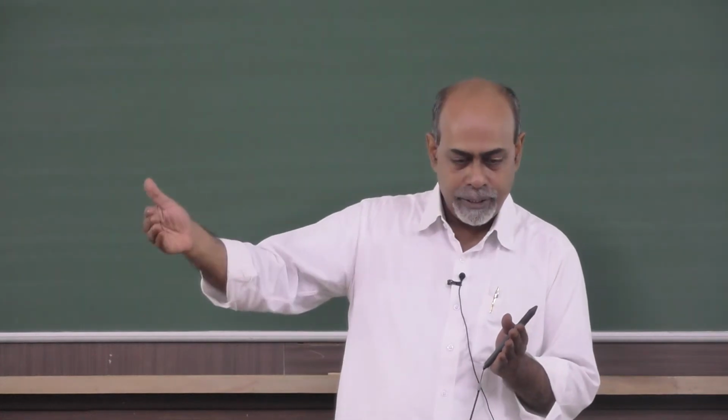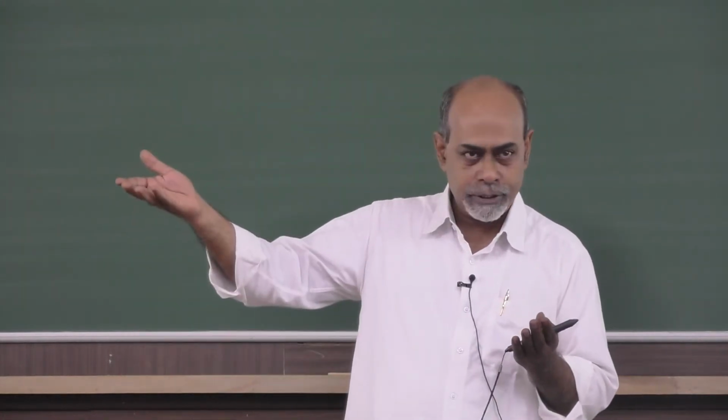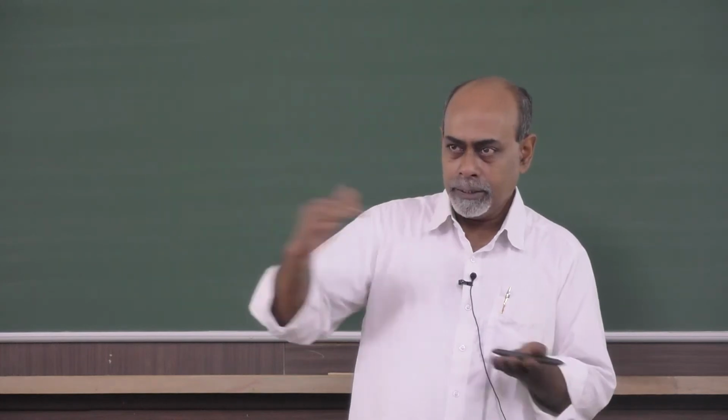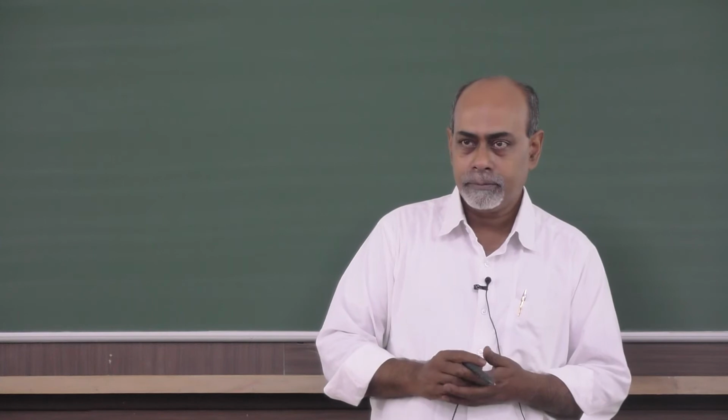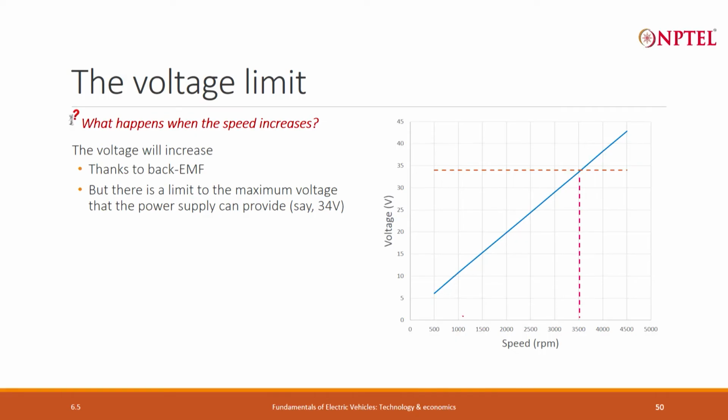As I keep increasing the speed, the back EMF is going on increasing, and therefore, the applied voltage also goes on increasing. When I am running at only 1000 RPM, the voltage is 10 volts. When I am running at 2000 RPM, it is 20 volts, and so on. When I reach a speed like 3500, my voltage has become 34. Beyond this, I cannot increase the voltage, therefore, I cannot achieve a speed higher than this.